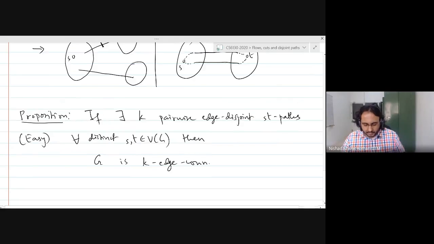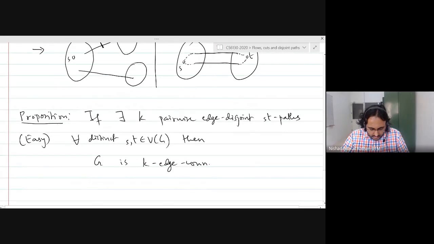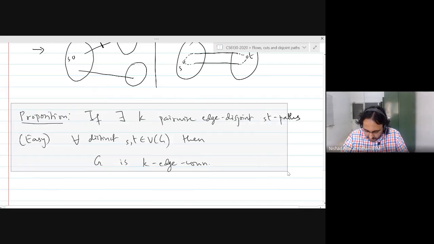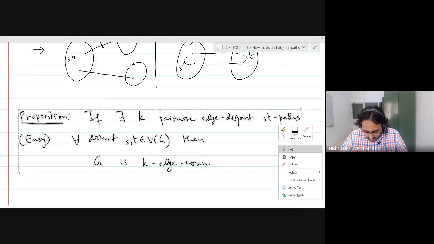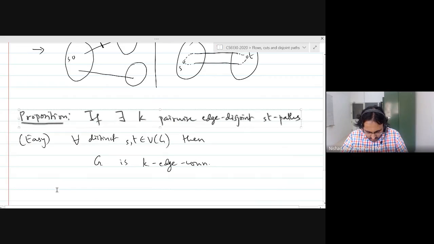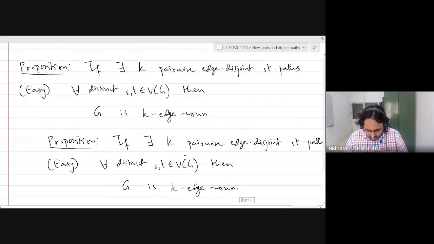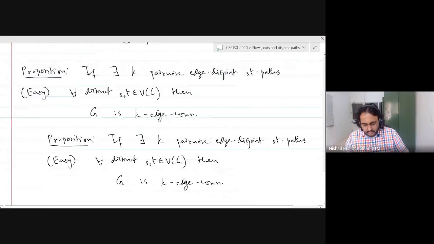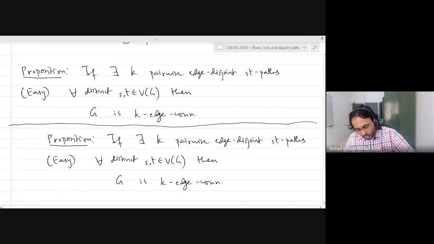You just make an argument from these drawings, right? But now what is interesting, and recently I've learned the art of copy pasting in my lecture notes, so let me use that. Good. Can I move it? Okay, fine. So this direction is clear. What is really interesting is Menger's theorem.